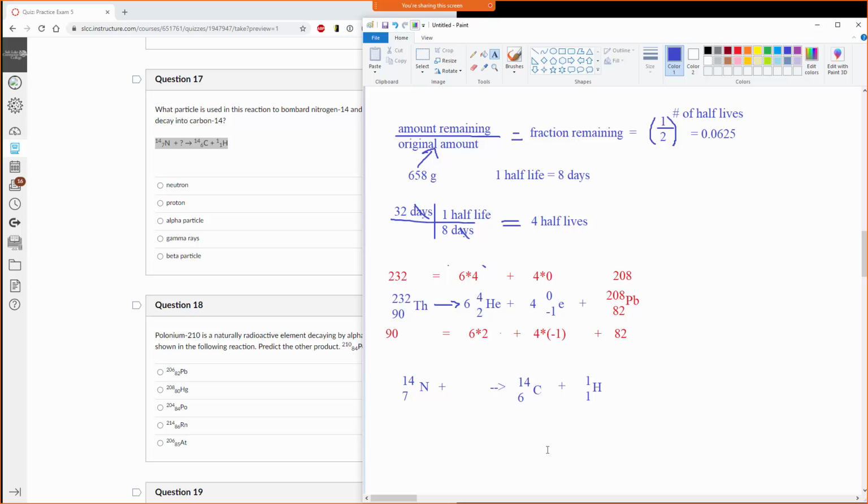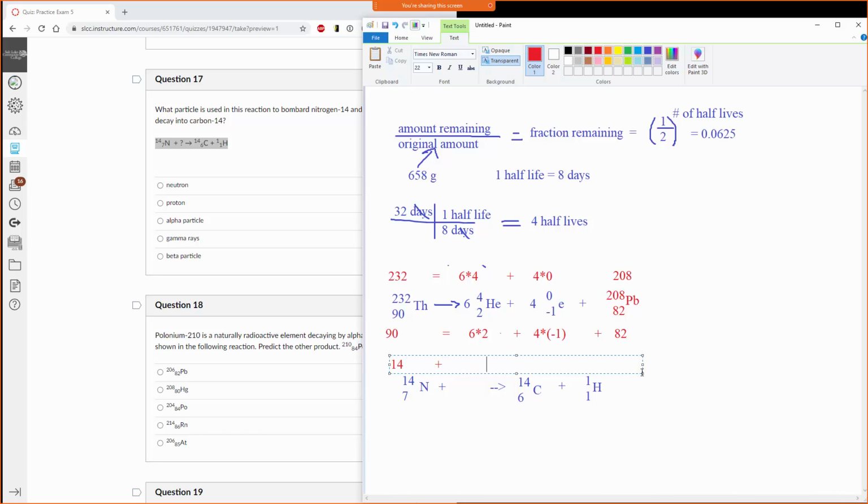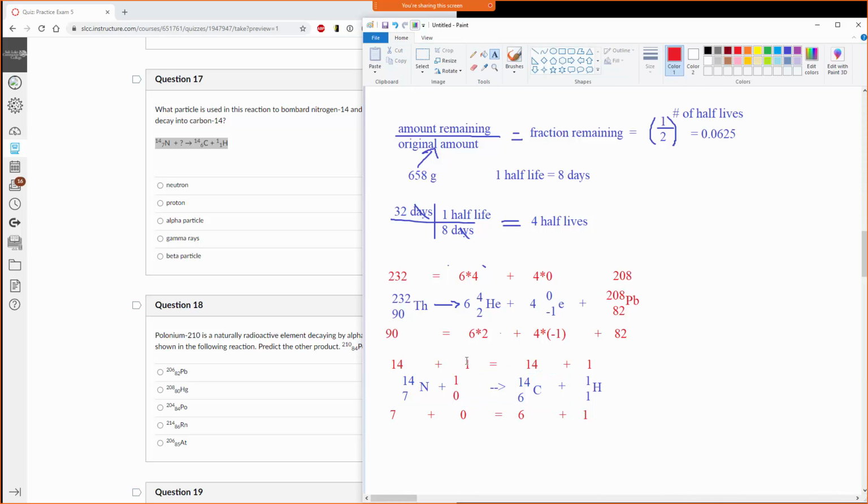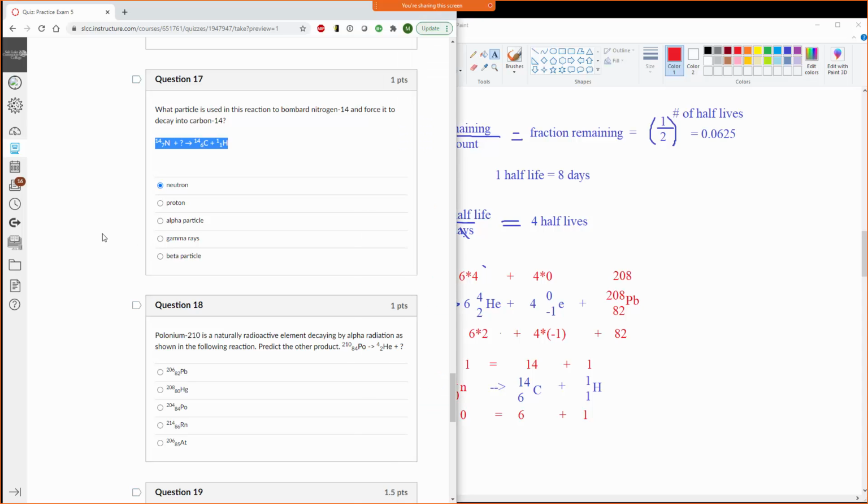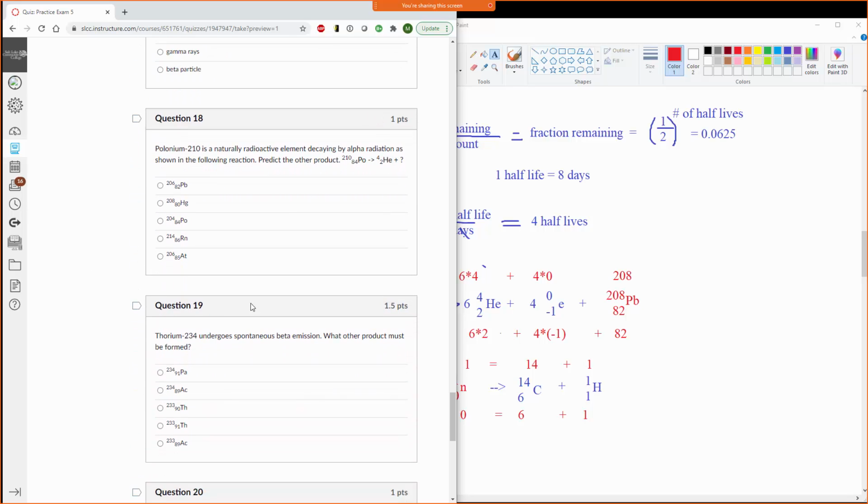Okay, all right, so I'm just gonna do my math here and say 14 plus what is equal to 14 plus 1. Okay, so this has got to be a 1. That makes sense. Then on the bottom, I've got to have 7 plus what is equal to 6 plus 1. So 6 plus 1 is 7. So I've got to have 0 here. And so my species with a mass of 1 but no charge is by definition a neutron. So that's what I'm going to select. Make sense? Perfect.